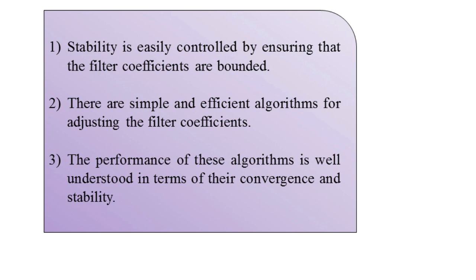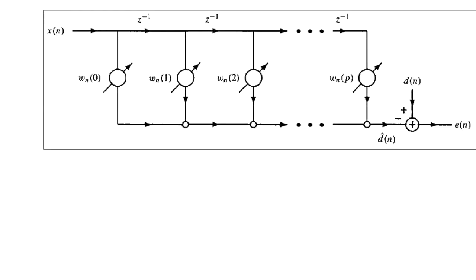The design of the FIR adaptive filter also requires the estimation of the desired signal, denoted by d(n), from the related signal x(n). This can be better illustrated with the help of a diagram. In this diagram you see x(n), the signal, the desired signal d(n), the estimate of the desired signal d cap(n), and finally the required error e(n). And here w_n(0), w_n(1), w_n(2), up to w_n(p) are the weights or coefficients you can see.